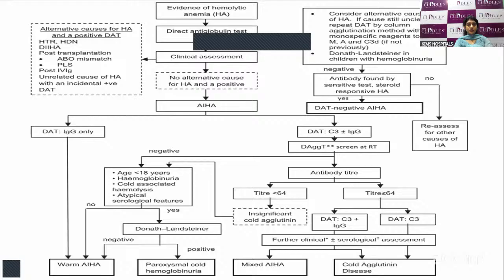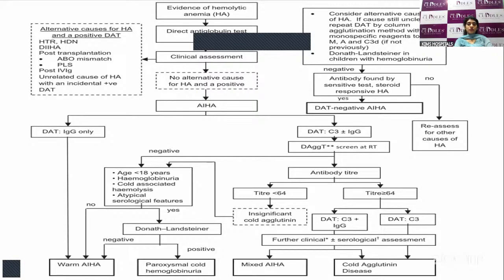And if the direct antiglobulin test screen is positive at room temperature, then you have to do an antibody titer, and the antibody titer is less than 64 or more than 64. If more than 64, then you have to do C3 and IgG, and also C3, and then you can further assess clinically and serologically and deduce whether it is a mixed AIHA or a cold agglutinin disease. And if it is negative, you have to look at age, hemoglobinuria, cold associated hemolysis, atypical serological features, yes or no. And if it is yes, then the Donath-Landsteiner test is positive or negative. If it is positive, it is PCH. And if it is negative, it is warm AIHA.